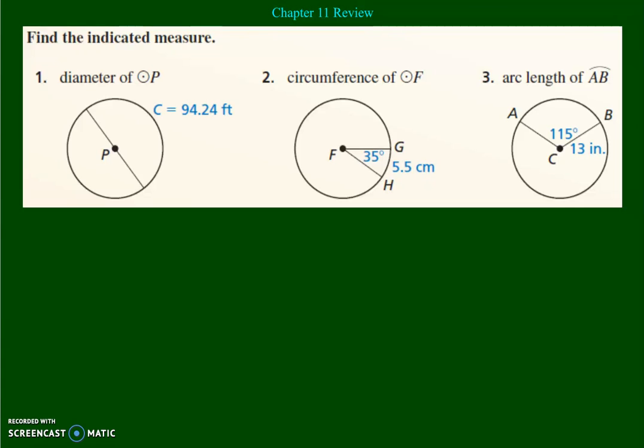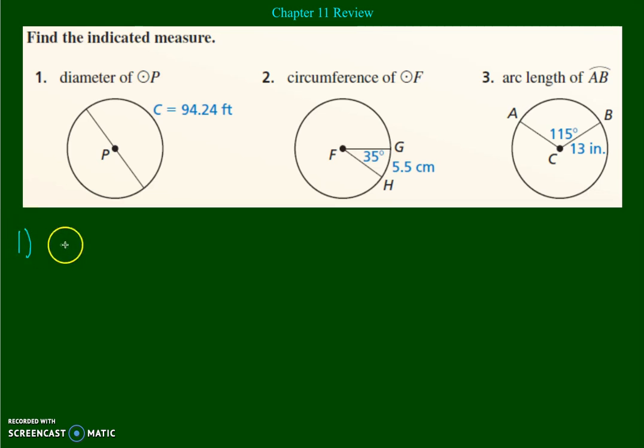This is part 1 of the Chapter 11 review, beginning with problem 1. In problem 1, we're asked to find the diameter of circle P, and we're given the circumference. Circumference is pi d. It's 2 pi r or pi d. So let's go ahead and put that relationship down and see where it leads us.